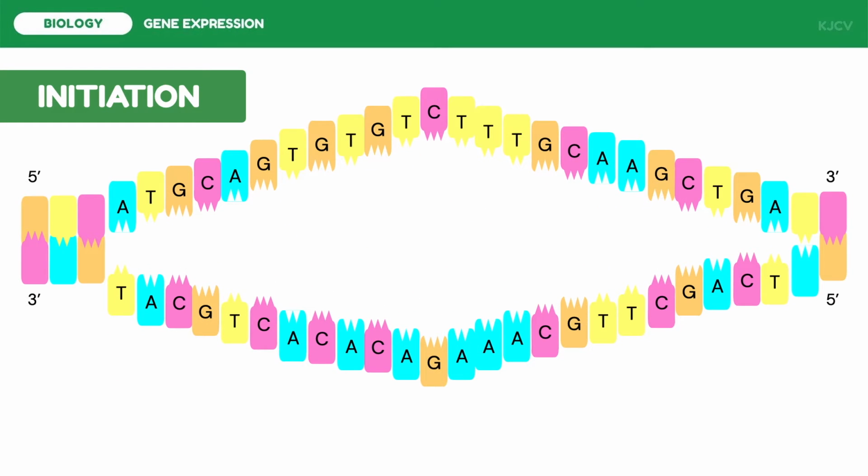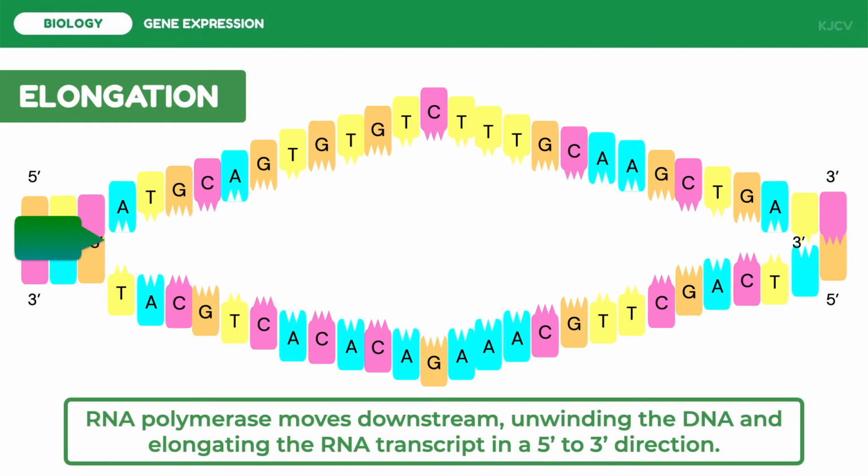The RNA polymerase uses the 3' to 5' DNA strand as the template strand for transcription. This is the reason why the 3' to 5' strand is called the template strand. The polymerase moves downstream, elongating the RNA transcript in a 5' to 3' direction.